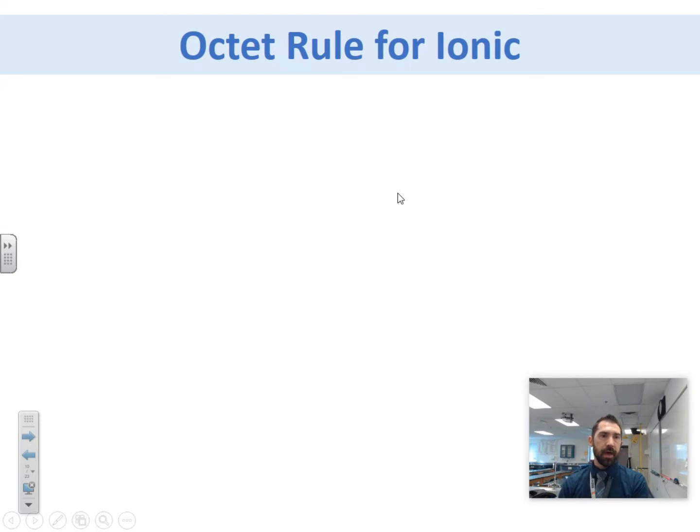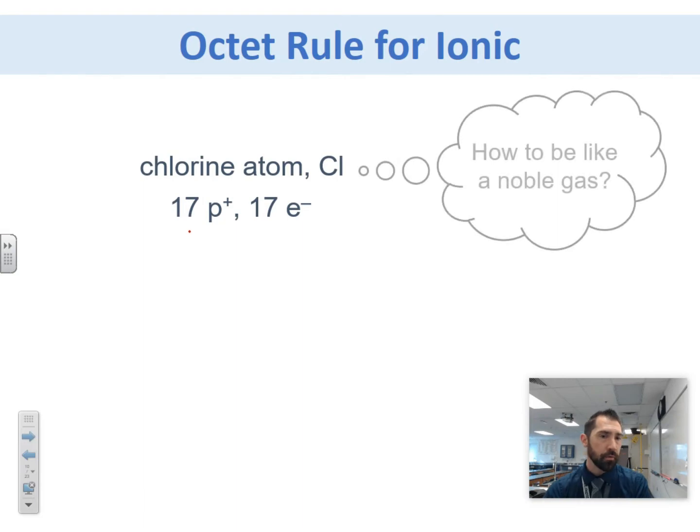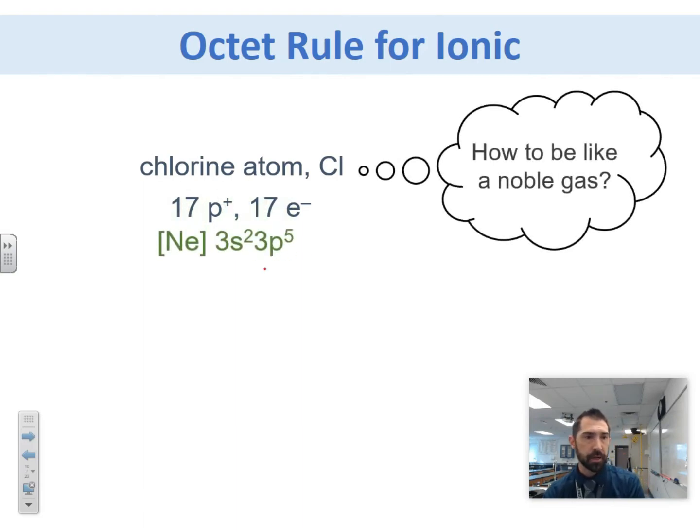So then what would this octet idea look like for ionic bonds and compounds? If we look at chlorine, 17 protons, 17 electrons for a neutral chlorine. And chlorine's wondering, well, how can I be like a noble gas? Because I'm not right now. If you think about its configuration, notice the outermost energy level is 3. 2 plus 5, this has 7 valence electrons. It wants 8. It is 1 away.